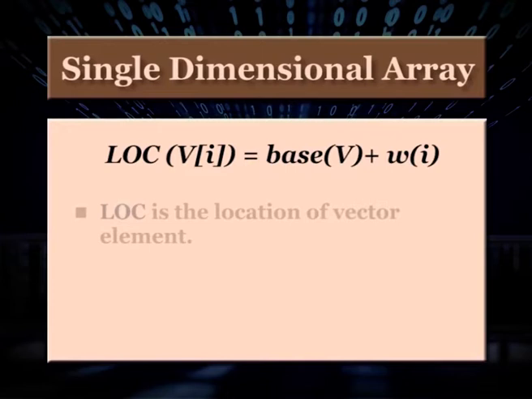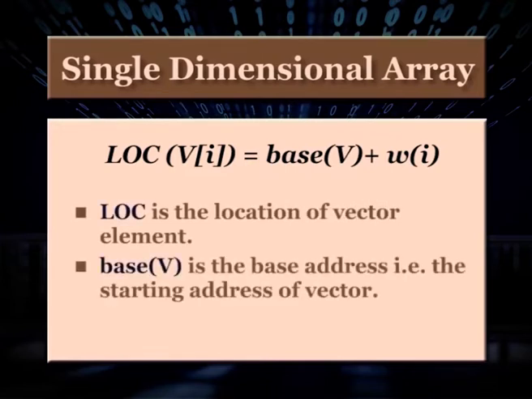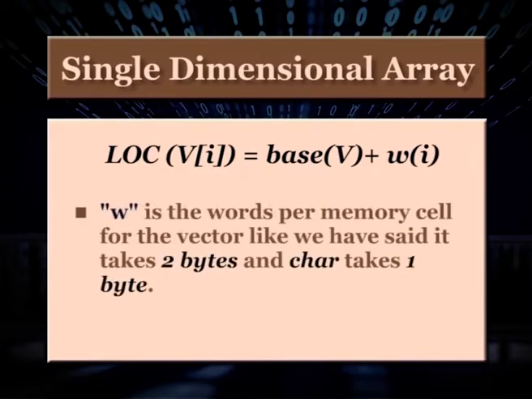where LOC is the location of the vector element, base V is the base address, that is the starting address of the vector, and I is the subscript. W is the words per memory cell for the vector. Like we have said, int takes 2 bytes and char takes 1 byte.